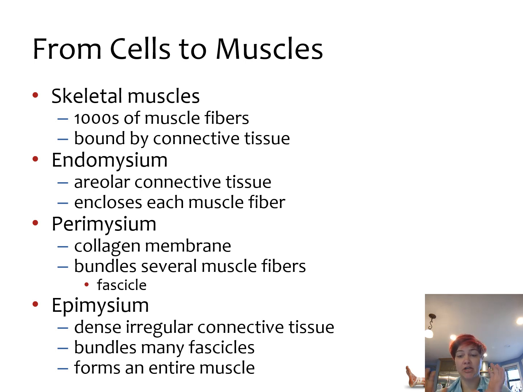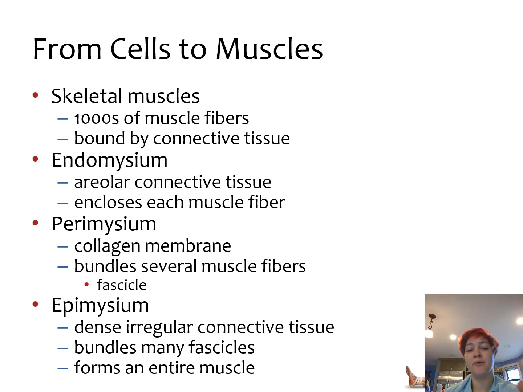Well, there are these special coverings for each stage of this. So the first one we're talking about is the endomysium. So if you guys remember, we had a whole bunch of those muscle fibers. When you bundle those together, you get your endomysium, which is made up of this areolar connective tissue. Hopefully you guys can kind of remember what that looks like histologically.